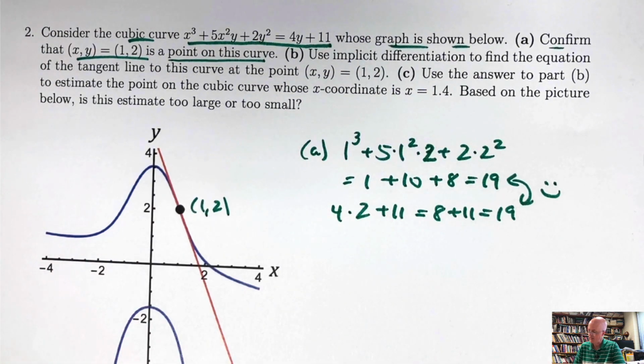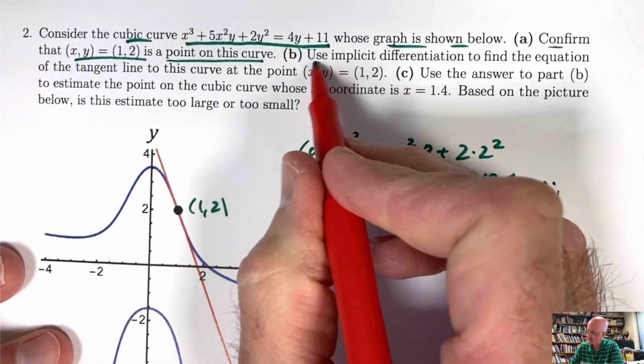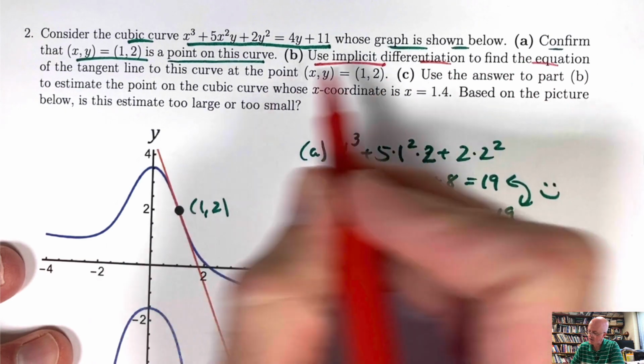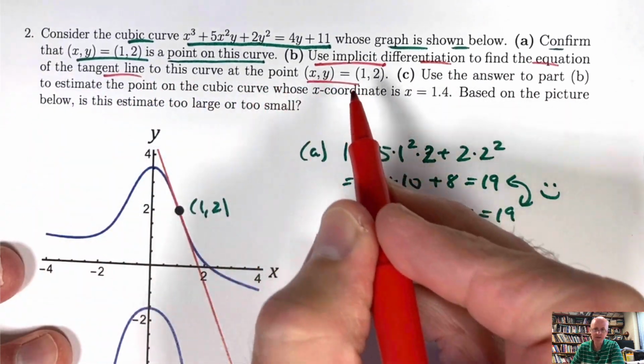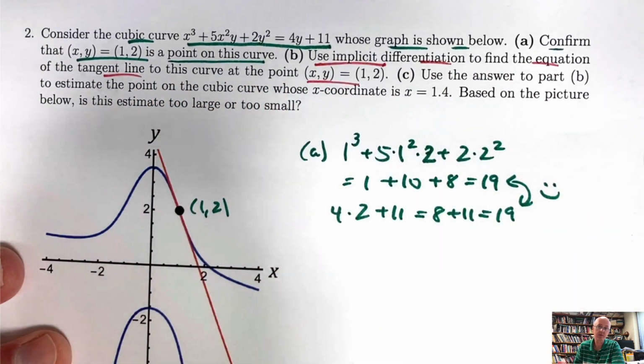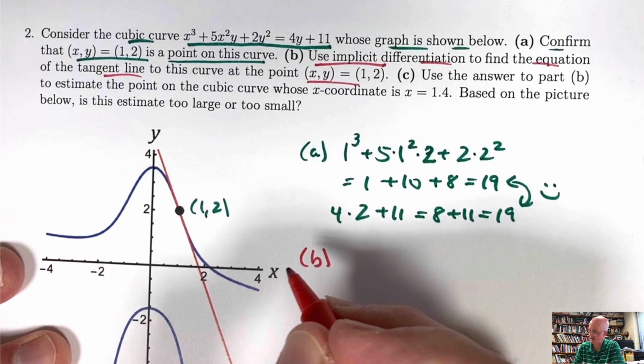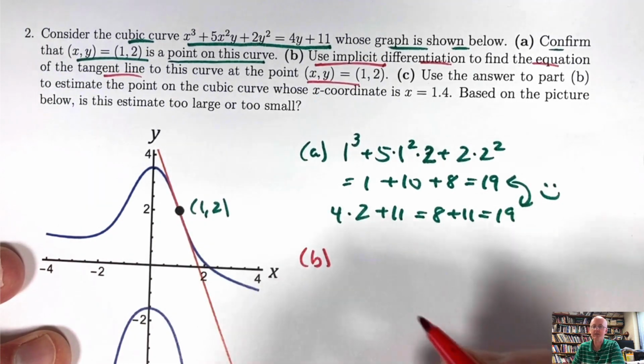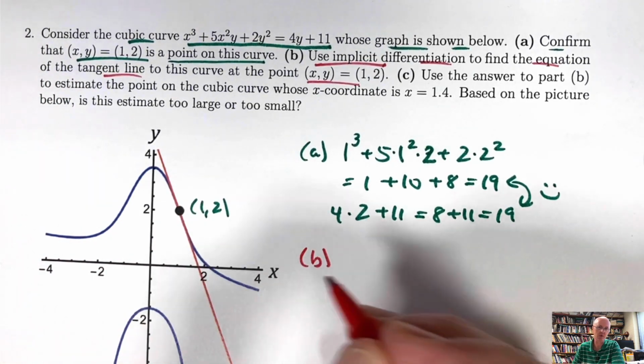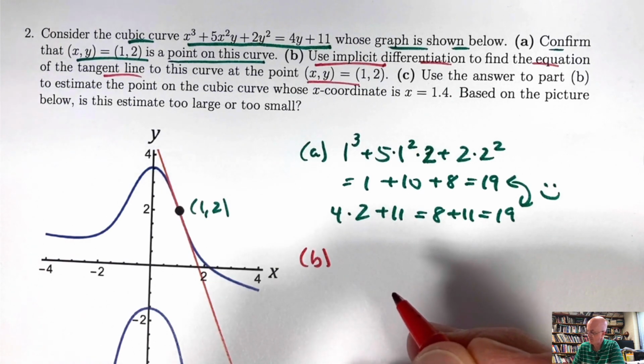Part B, use implicit differentiation to find the equation of the tangent line to the curve at that point. So, the derivative gives you the slope. If I use implicit differentiation, it's going to give me the slope of the tangent line. I also know a point on the line, 1, 2. That'll give me the equation of the line, and we'll also write it ultimately in slope-intercept form.